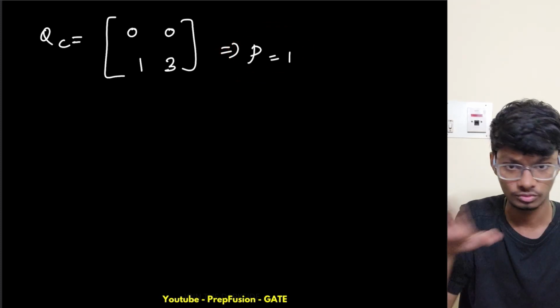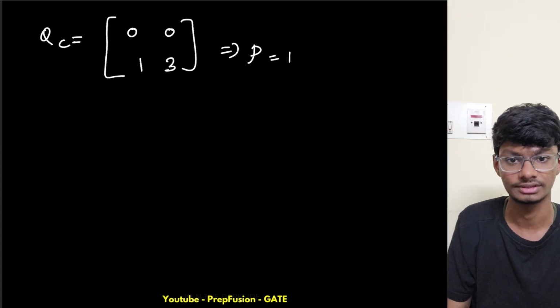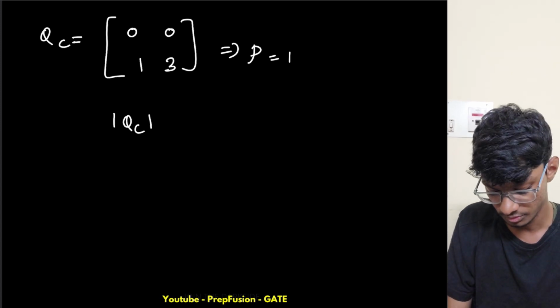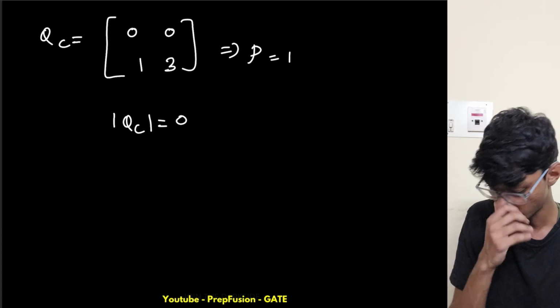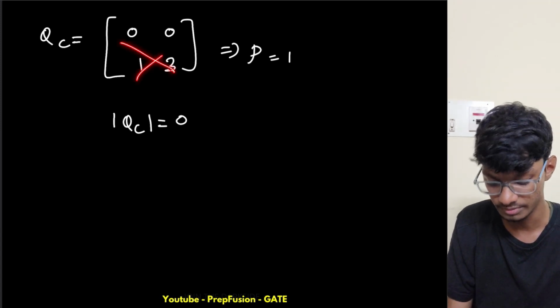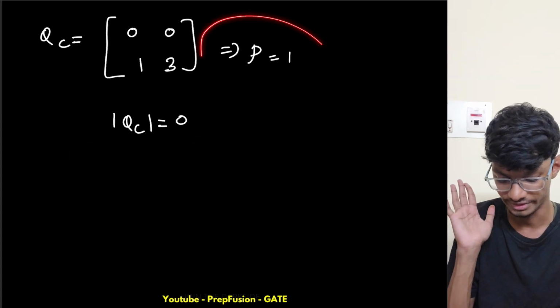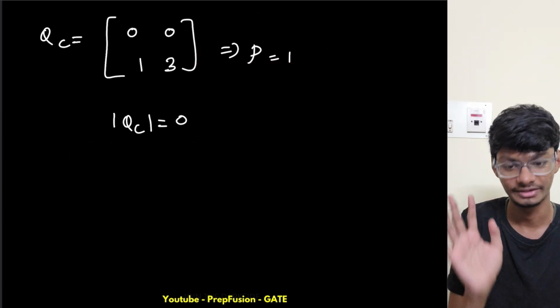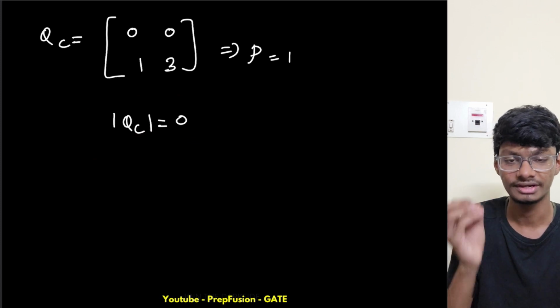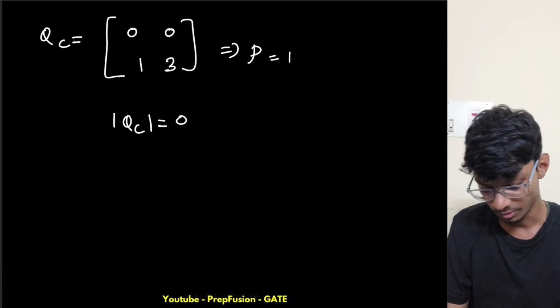Or if you don't want to go to rank, the simple thing is just to check the determinant. So my determinant of QC will be 0. If you calculate the determinant, it is 0 times 3 minus 1 times 0. Simple. You go with the determinant. If you get confused, don't go with rank. I recommend you go with the determinant. It will be simpler and will not cause you a headache.